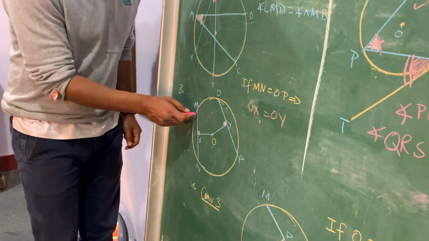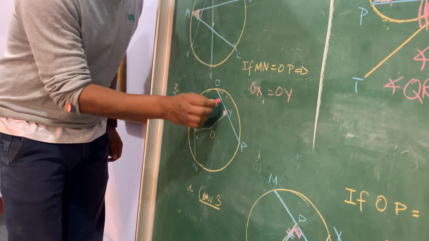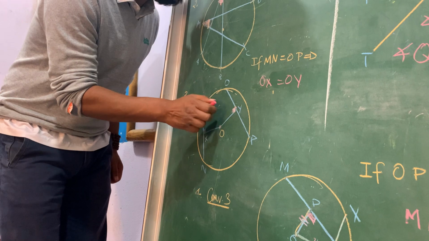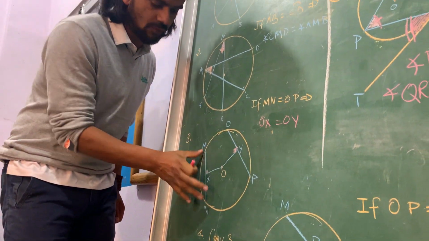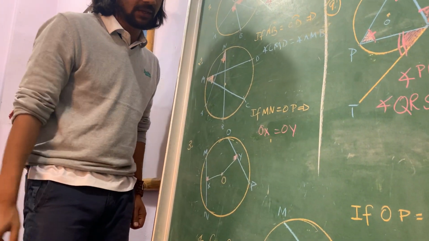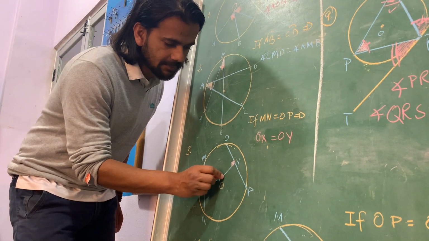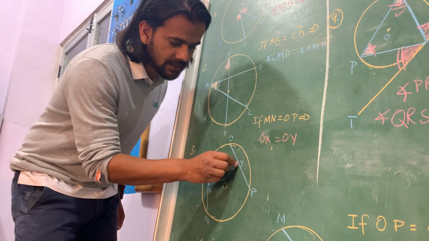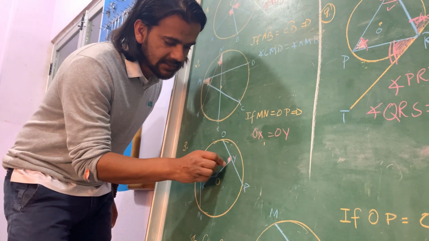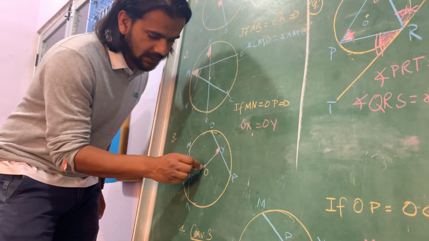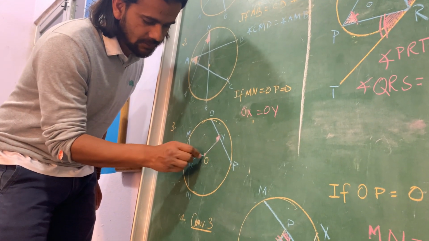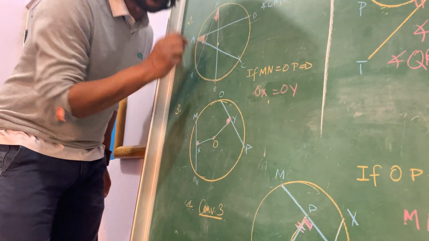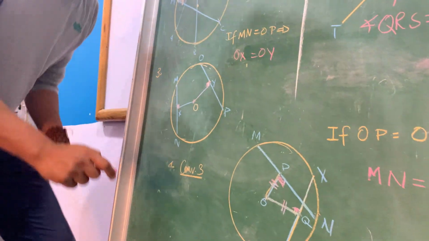If you have two arcs MN and OP, equal arcs in the same circle, the length is equal, MN and OP are equal. The distance from the center, distance means perpendicular, the perpendicular distance from the center, they are also going to be equal. This OX equals OY. Now the converse is also true.